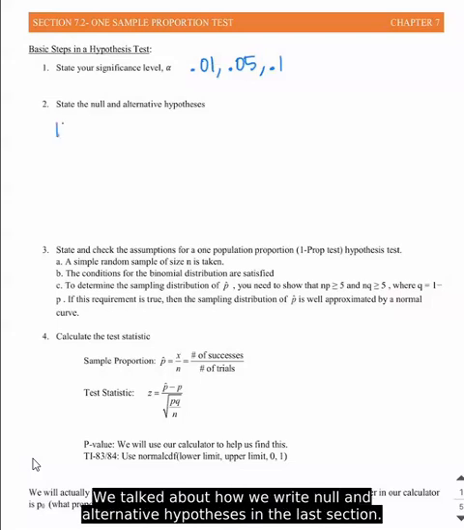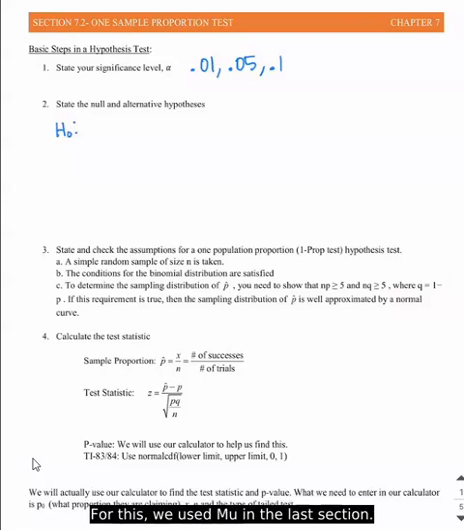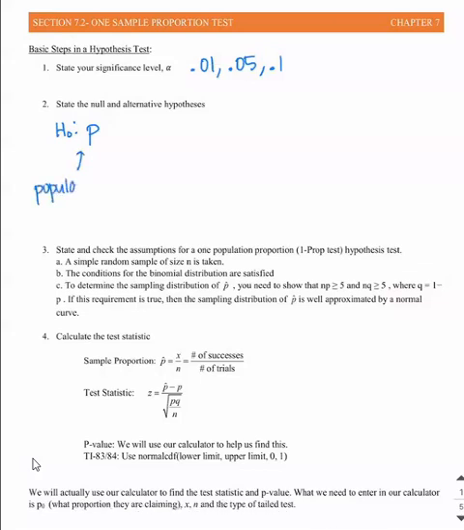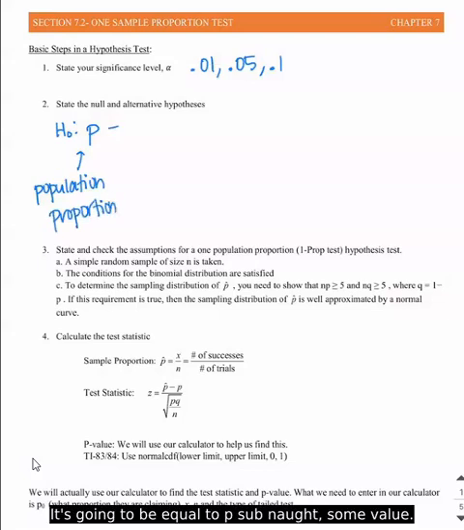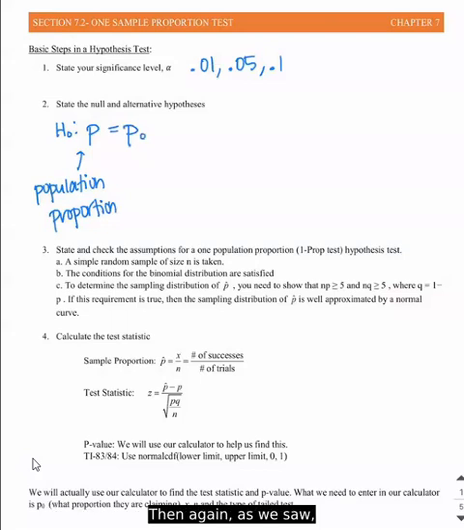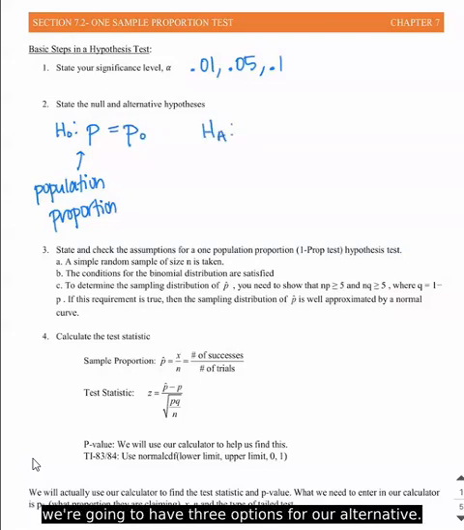So we talked about how we write null and alternative hypotheses in the last section. For this, we used mu in the last section. Because it's a proportion, we're going to say P, population proportion. It's going to be equal to P sub naught, some value. And then, again, as we saw, we're going to have three options for our alternative.